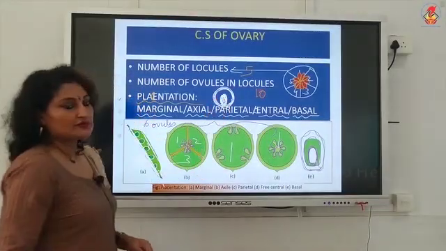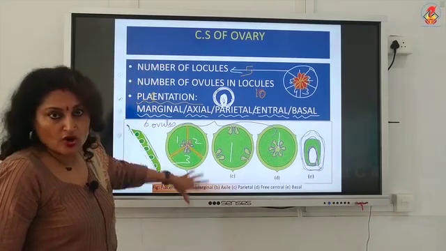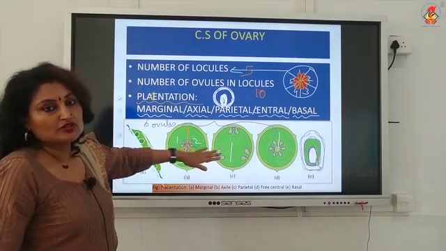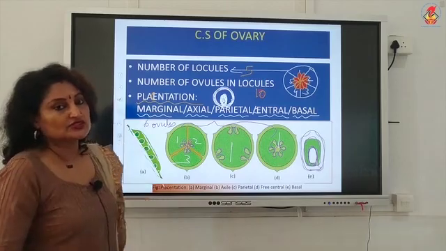So these are the different types of placentation. So this template or this slide can be only observed after dissecting and taking a cross section of the ovary.